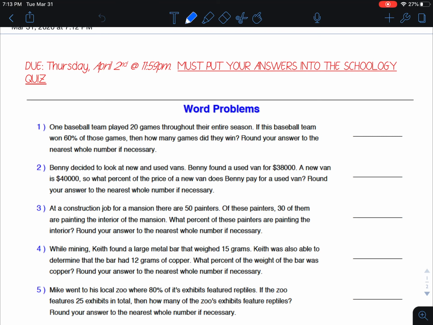So you have your last assignment here before spring break. This is going to be due on Thursday by 11:59. This is a quiz. You'll notice the word quiz is written there. The reason we're calling it a quiz is because you're going to put your answers into a Schoology assignment, like a quiz, and you'll enter your answers in, and then it'll give you a grade. So it's just kind of seeing how well you guys have done with these percent problems.